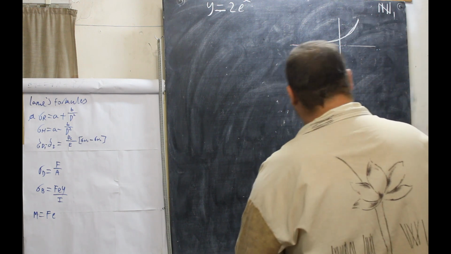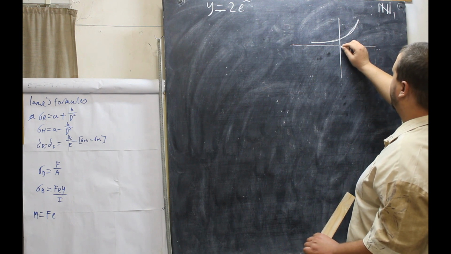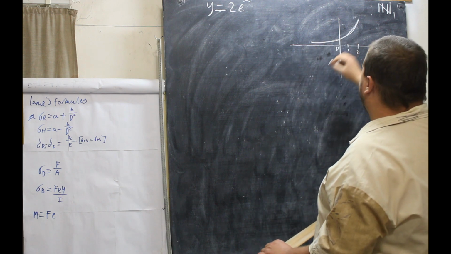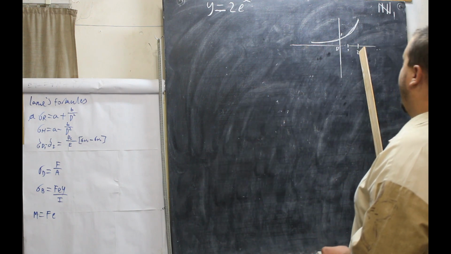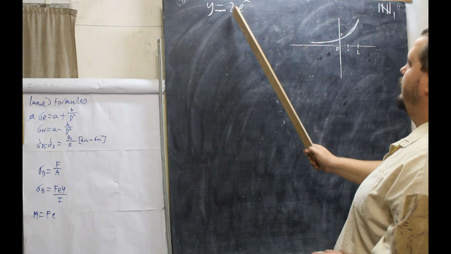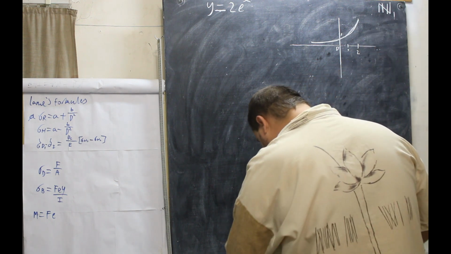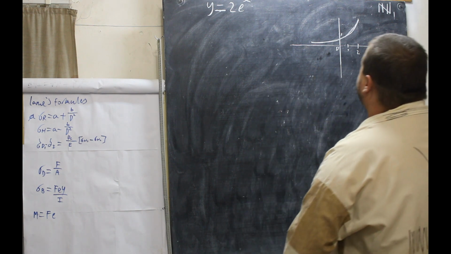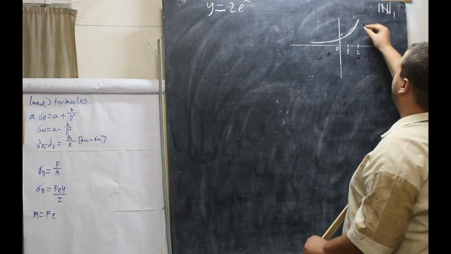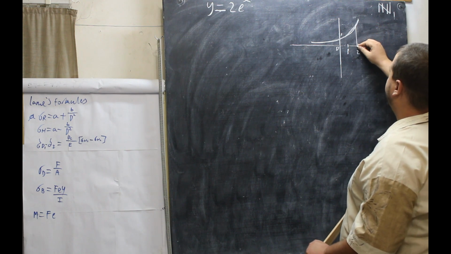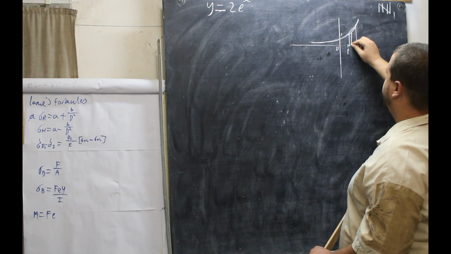Now, this is 2, that's 1, and that's obviously 0, -1 and so on. This is the point (0, 1), because when x is equal to 0, this will all equal 1. So, what we need to do now, between 0 and 1, here's our representative strip.